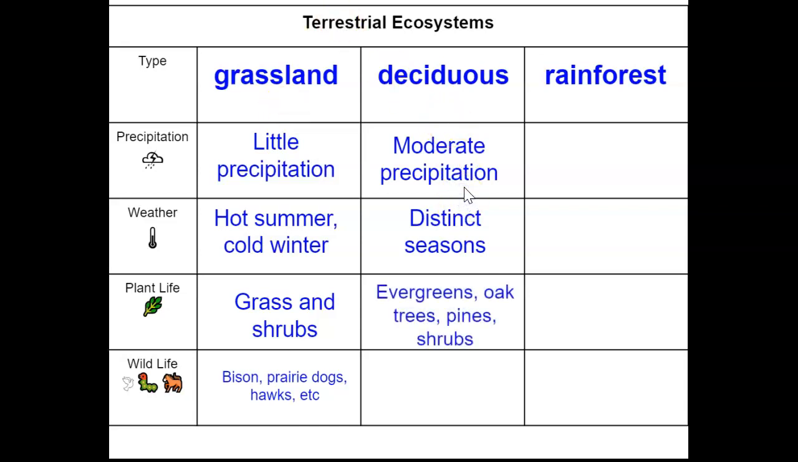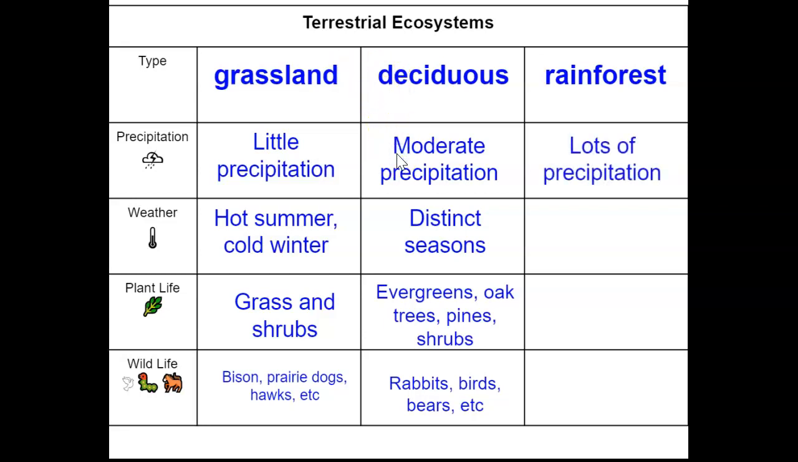And the plant life is deciduous trees. What do we mean by deciduous trees? Well, those are like evergreens, oak trees, pines. We still have those shrubs, but we are starting to see more of those trees and more of those hardwood trees that we would have around us. What lives there? Tons of stuff, right? Rabbits, birds, bears, etc. A whole bunch of stuff can live there.